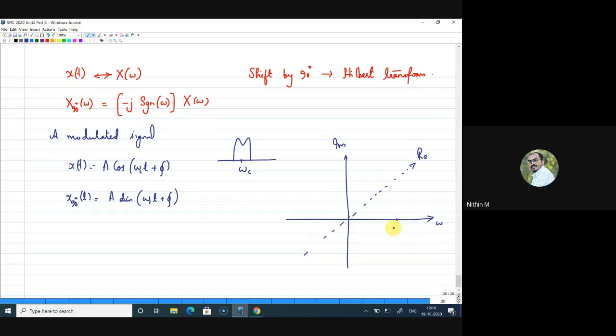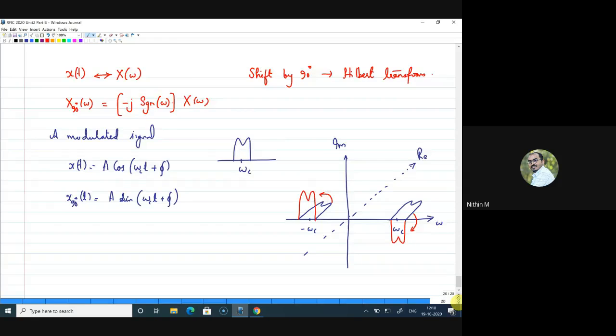Initially you have a component here at omega c and minus omega c, right? Now after shifting, this will become like this. So you will have a 90° clockwise movement here, and this will be an anti-clockwise movement, right? So whatever we applied for a pure tone will be extended for modulated signals as well. With this, we'll do one or two simple examples and then we will go for image reject receivers.